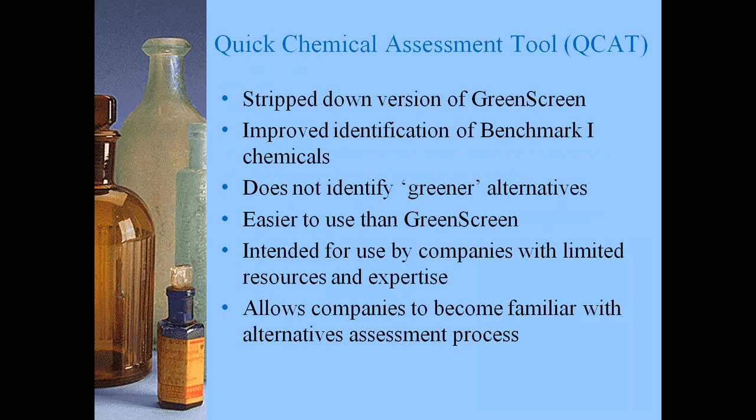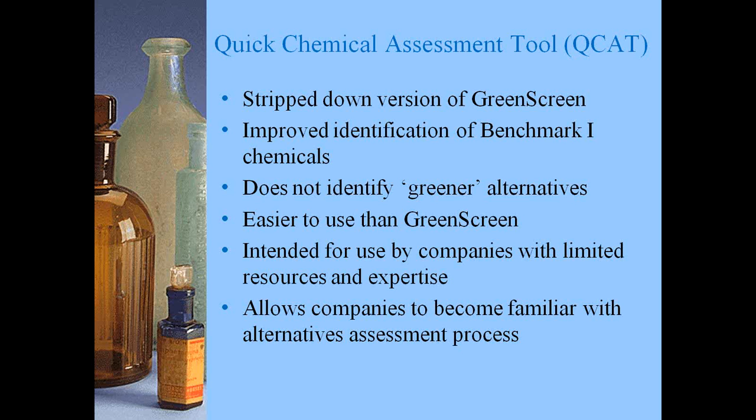It is important, though, to note that QCAT is actually a stripped-down version of the Green Screen. And it does a really good job at identifying Benchmark 1 chemicals, or chemicals that get grade F, chemicals that you should avoid. I shouldn't have probably used Benchmark 1. I should have said chemicals to avoid. But it does not identify really greener alternatives, because there's a lot of data out there that we may not be looking at. But it's very good at dropping out problems, and I think that's its main advantage.